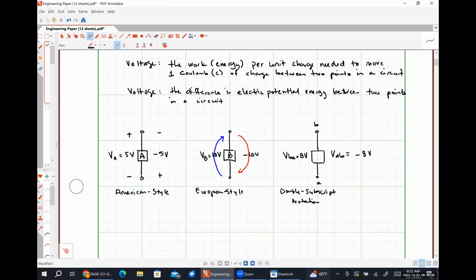All right. Yes. Correct. The first letter in the subscript is the positive polarity terminal, and the second letter in the subscript is the negative polarity terminal. Absolutely correct. Any other questions about anything that we've talked about to this point?